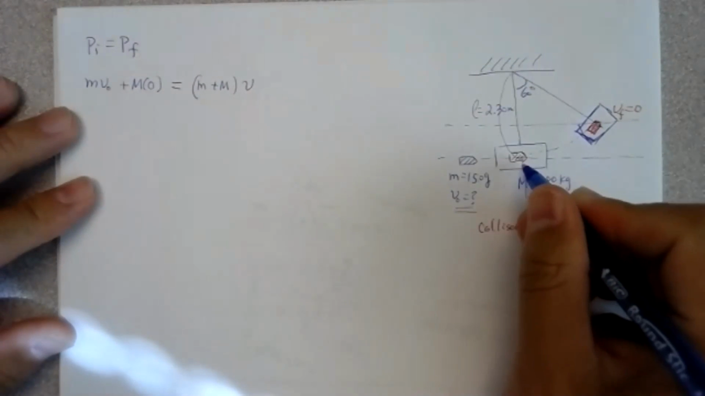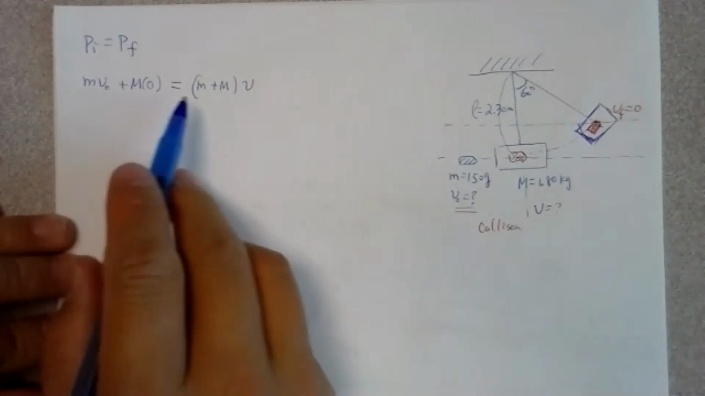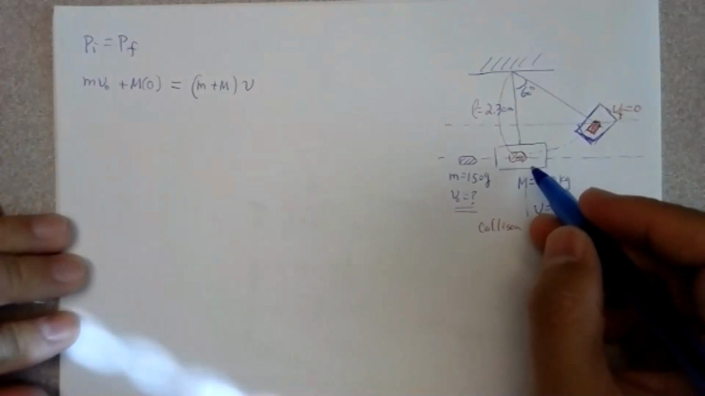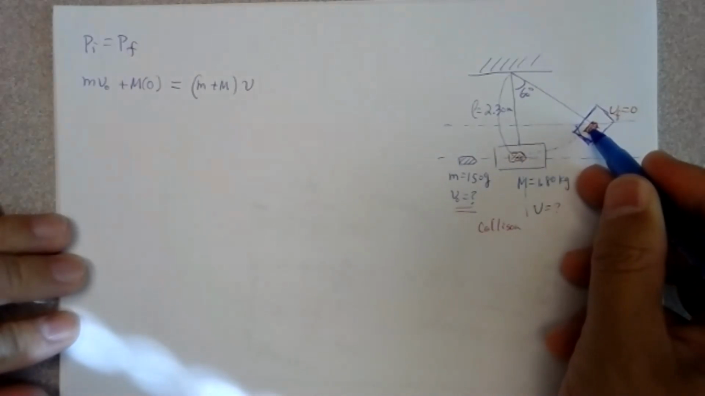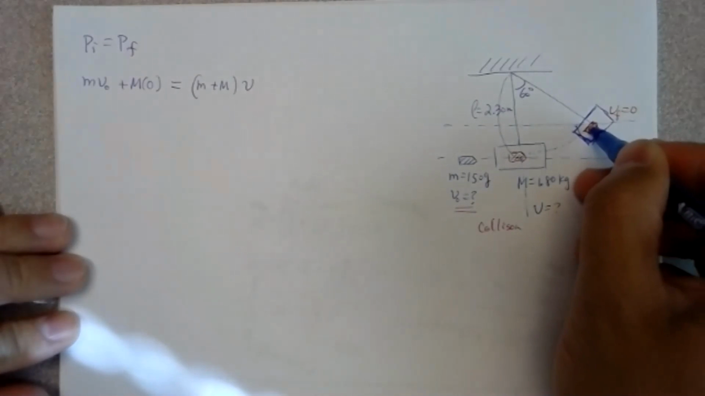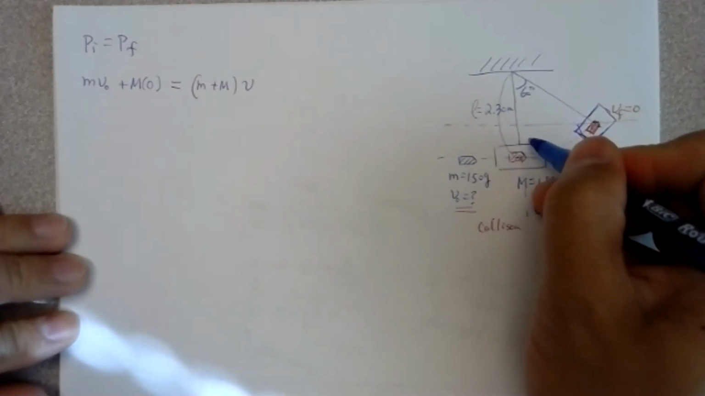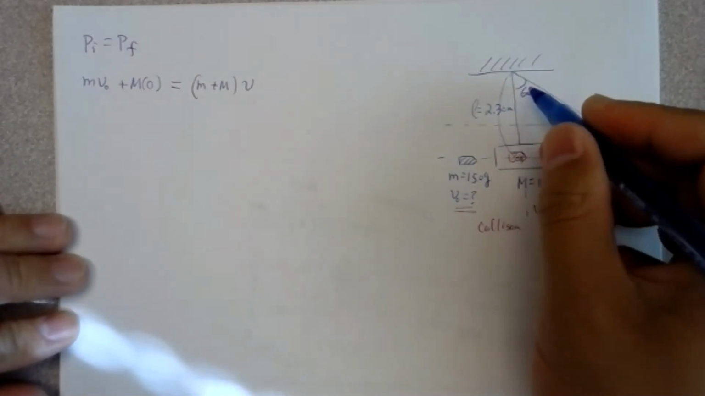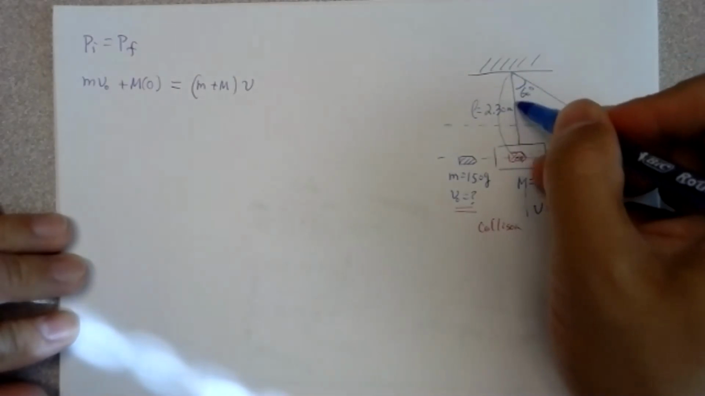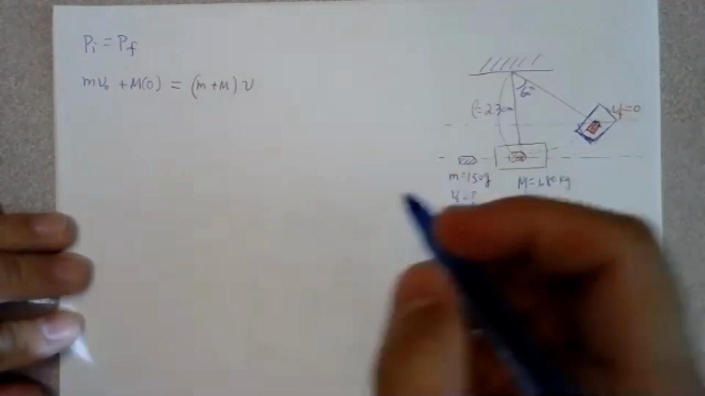Okay, so this is the V after the collision. This is conservation of momentum. Now, after the collision, when it swings from this low point to the high point, you can see that there's tension in the string, which is always perpendicular to V, to the motion at any given moment. So the work done by tension is 0, so you can apply conservation of mechanical energy.